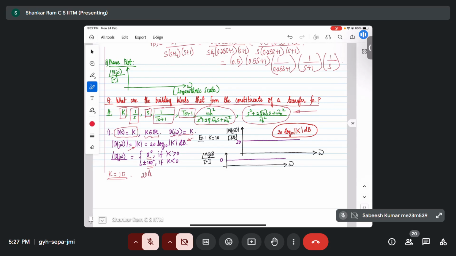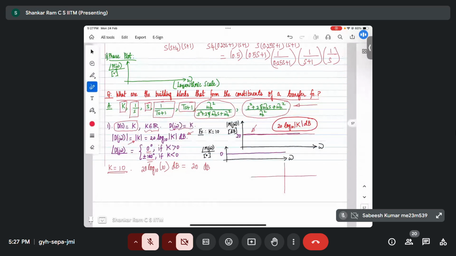So if I want to calculate the magnitude of 10 in decibels, I take the logarithm to the base 10 and multiply by 20. What is the logarithm to the base 10 of 10? 1, sir. 1, right? So we get 20 decibels. So I hope it's clear how we got this curve. But this is independent of omega, so that is why we get a straight line in the magnitude plot.